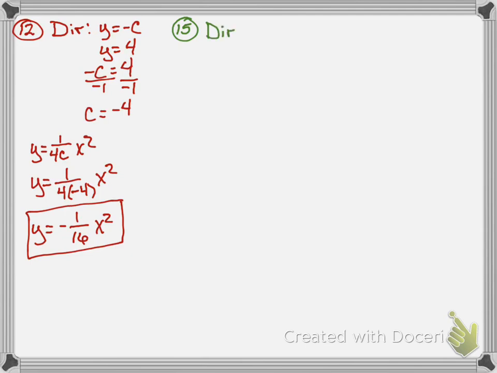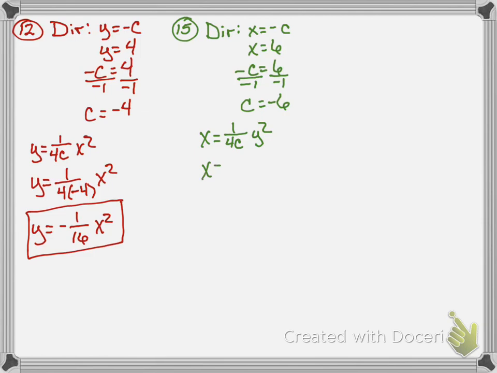Excuse me, number 15. We have a directrix at x is 6. So x equals -c is equal to 6 divided by -1, and c is -6. X equals 1 over 4 times -6 y squared. That gives us x is -1 over 24 y squared.